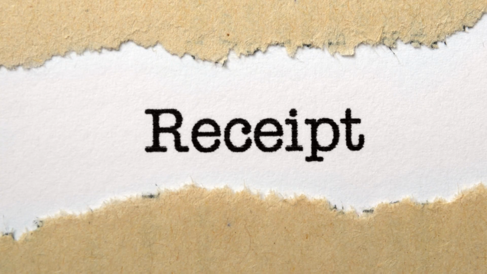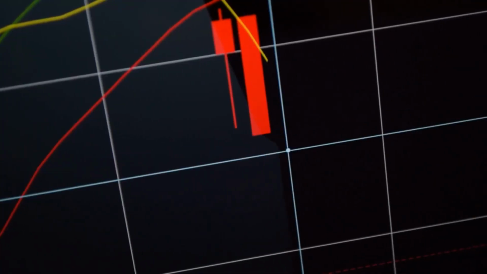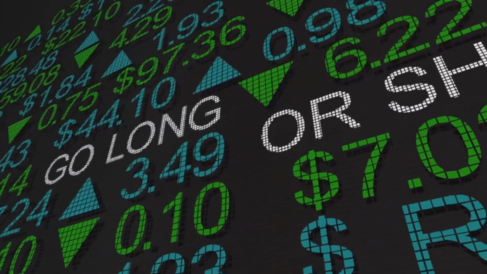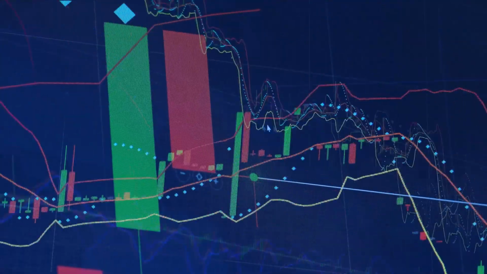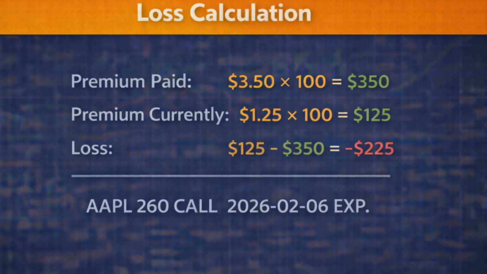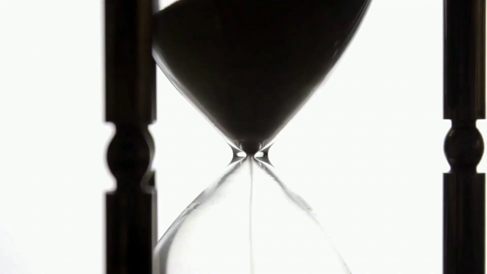Now let's flip it. You paid $3.50. Tuesday opens weak. Apple drops to $258. Premium might drop to, say, $2.25. If you exit, $3.50 minus $2.25, that times 100, equals $125. That's your loss. Even if Apple stays near $260, the premium can still decline because time is passing.